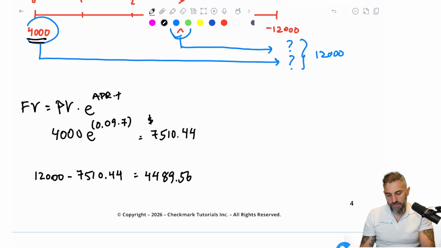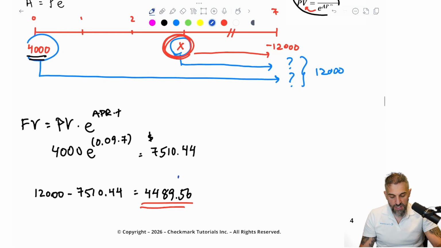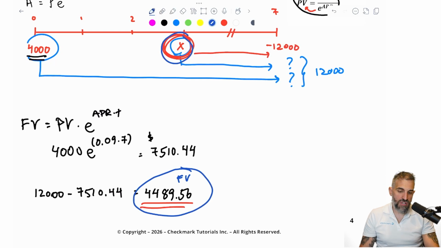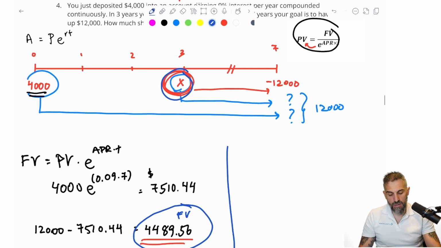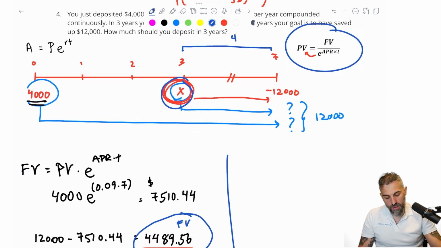So what am I saying? This amount here needs to grow into this amount in order for me to reach my goal. So this is the future value, and I'm looking for its present value. So back to here. How many years is it in the account? From 3 to 7, that's 4 years. So I'm going to use this formula.